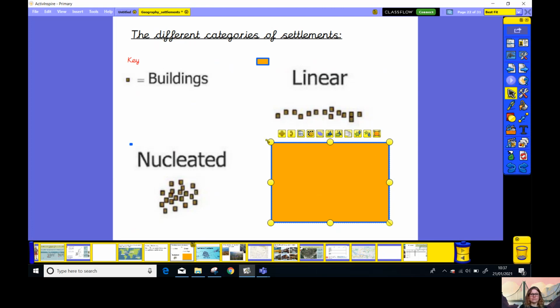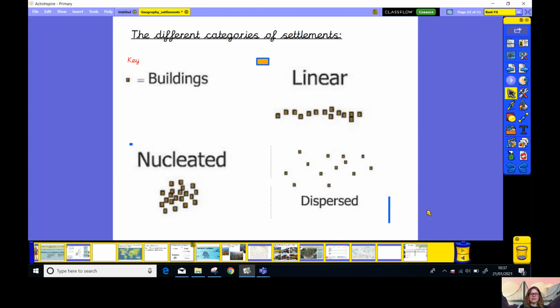Oh dear, what's happened here? There you go. And this one is a dispersed settlement. Can you see all the buildings are quite far apart? They are dispersed from each other.